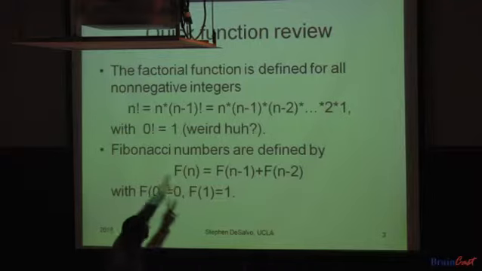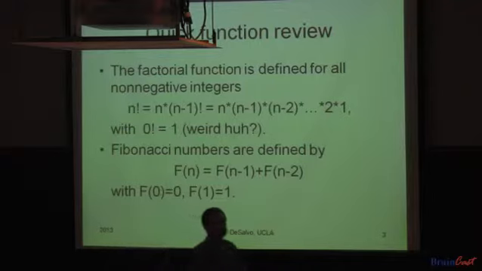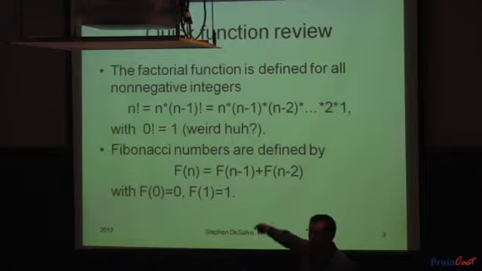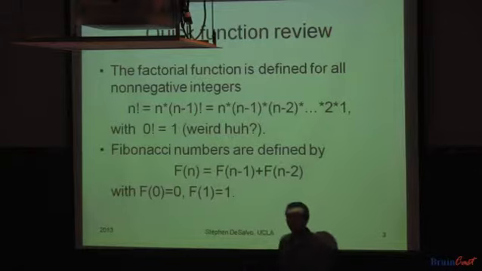Okay? But there's also a recursive structure here, which is, well, take out a factor of n, and you multiply by the same function with a strictly smaller input. It's a recursive function. Also, 0 factorial is 1. There are many good reasons for that. You just kind of accept it. 0 factorial is 1.